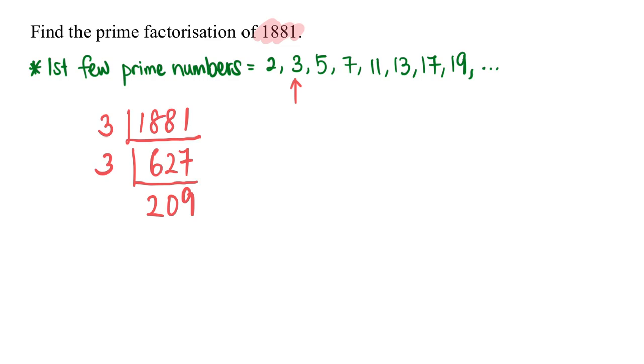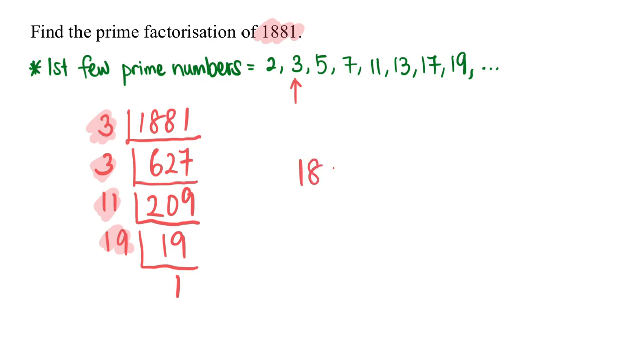5 cannot, 7 cannot. As I continue to try, I realize that 209 can be divided by 11 to give me 19. And 19 is a prime number. So eventually I will have these 4 prime numbers. And so the answer: 1881 is equal to 3 power 2 times 11 times 19.